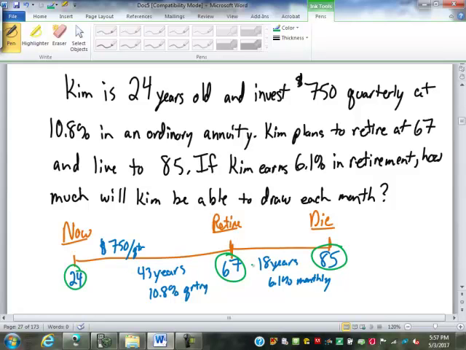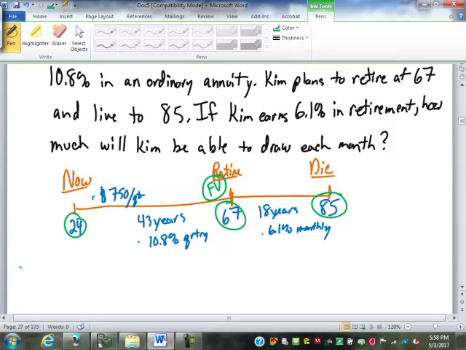We know the time, and we know the interest rate for both sides. We know the payment on the accumulation side. So what we're finding here is going to be a future value on the accumulation side, at least in our first step. So the future value is going to be that payment of $750 times, what's going to go in here? 1 plus 0.108, divided by 4 because it is quarterly.